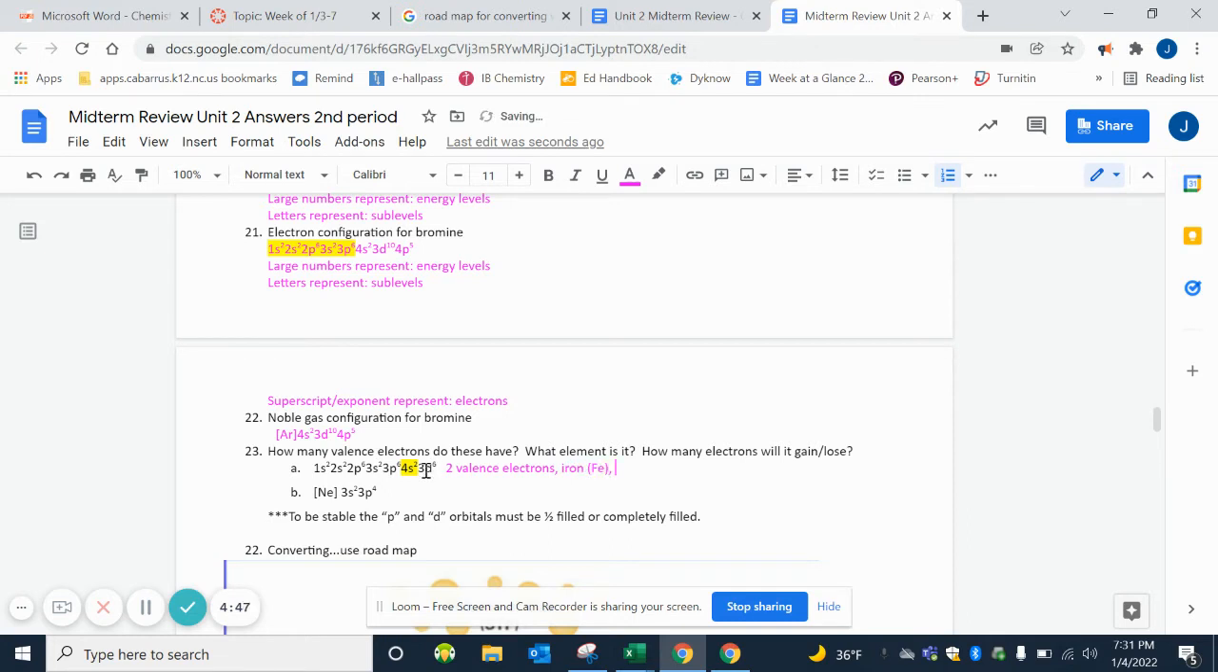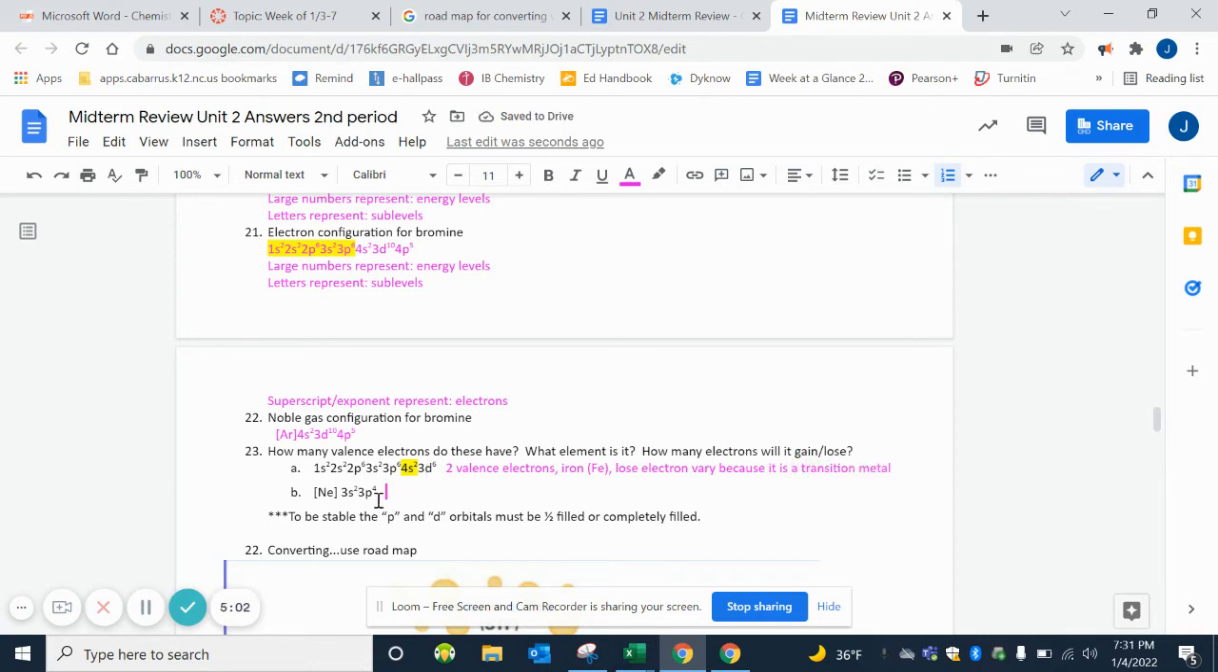And then how many electrons will it gain and lose? Since iron is a metal, it will always lose electrons. How many is going to vary because it's a transition metal.